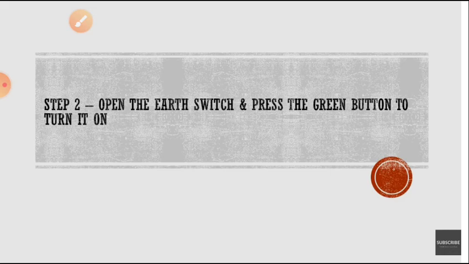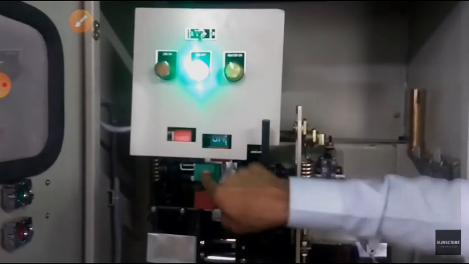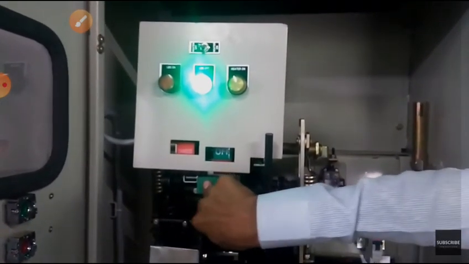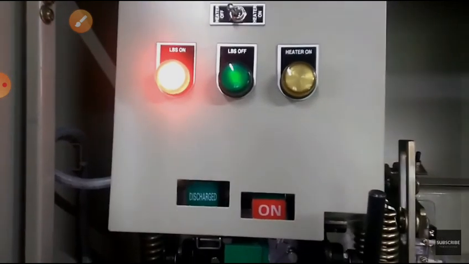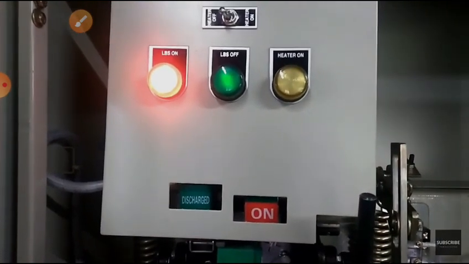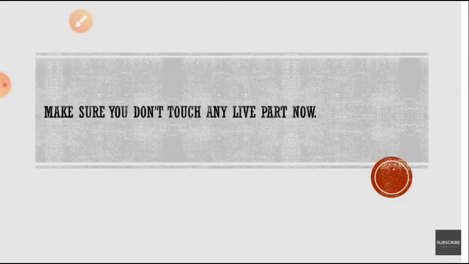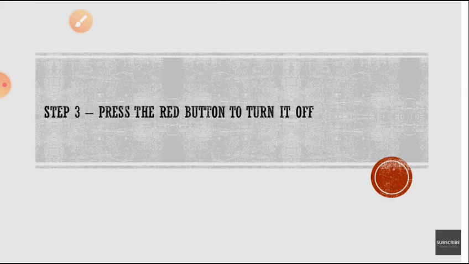Step 2, open the earth switch and press the button. So now it is closing the switch. Once closed, you can see the spring discharged and the switch is on. The indicators also show on. Make sure you don't touch any live part.